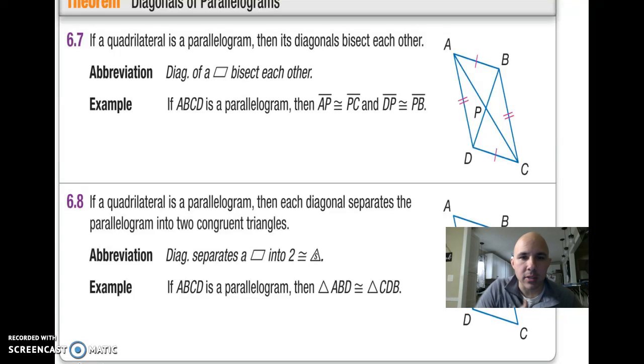Okay, welcome back. This is benchmark number 25. We're continually talking about quadrilaterals, and specifically we're talking about parallelograms.